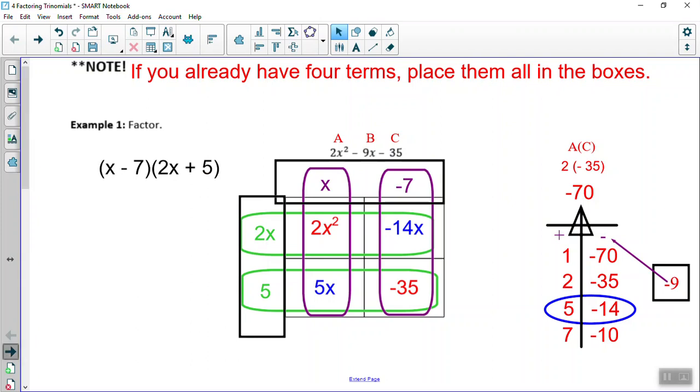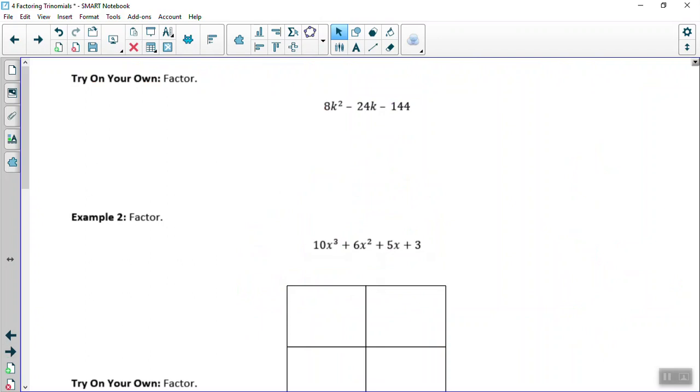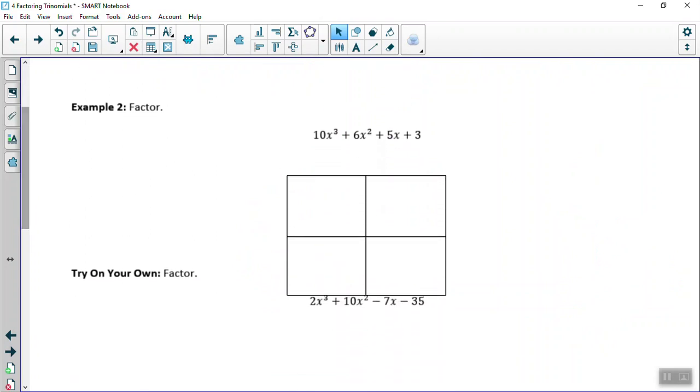All right, let's take a look at some more examples. You do have a try on your own here. First thing you're going to need to do on this one is factor out a greatest common factor. So before you do this one, we're going to take a look at a couple more examples where you're going to see that happening first.